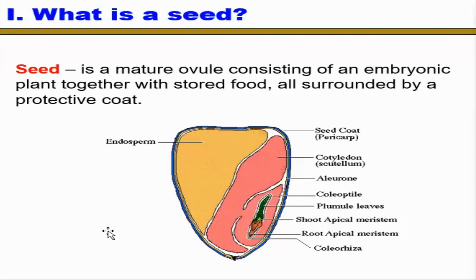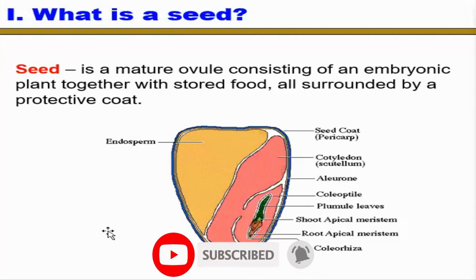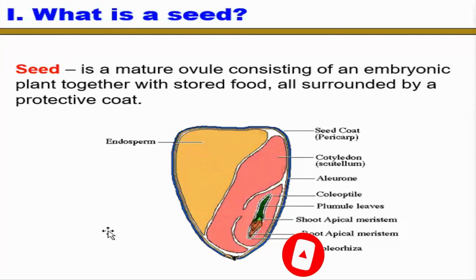Seed, we all know, is a matured ovule. It consists of an embryonic plant together with the stored food and is also surrounded by a protective coat. Actually, this is the anatomy of a certain seed. We have the endosperm where the food is stored, and the protection outside the whole seed is the seed coat or the pericarp. We have also the cotyledon, the aleurone, coleoptile, and the plumule leaves, the shoot apical meristem, and the root apical meristem, and the coleorhiza. So this is all the anatomy of a corn seed.